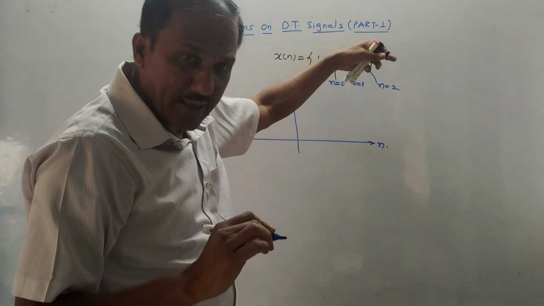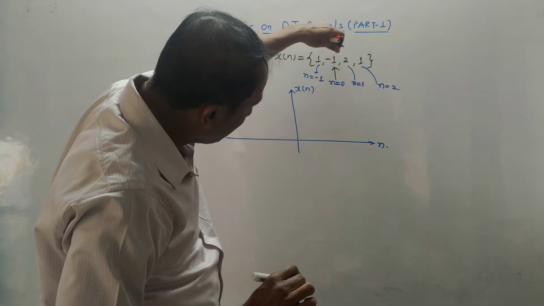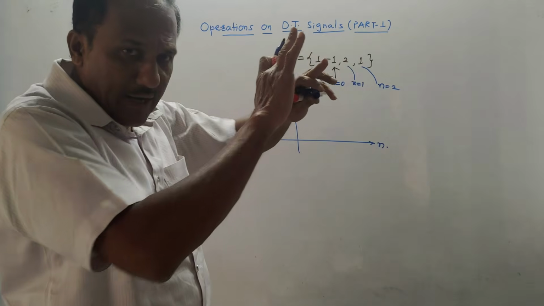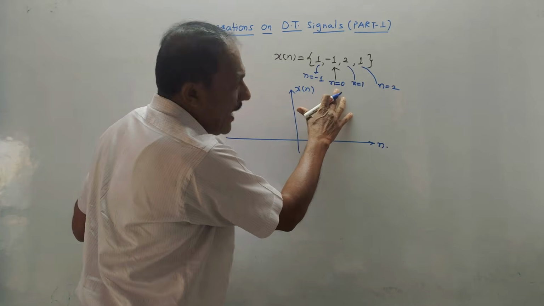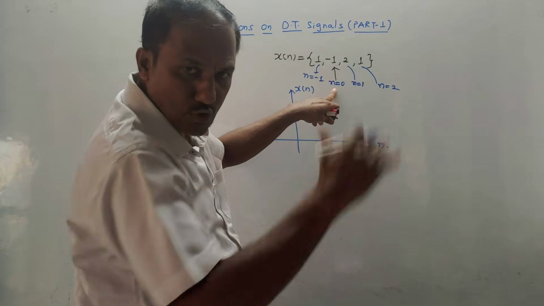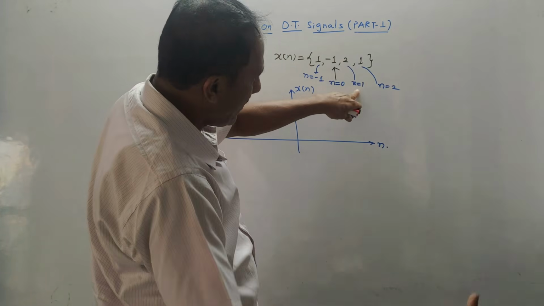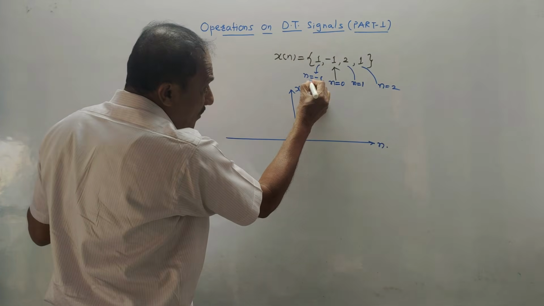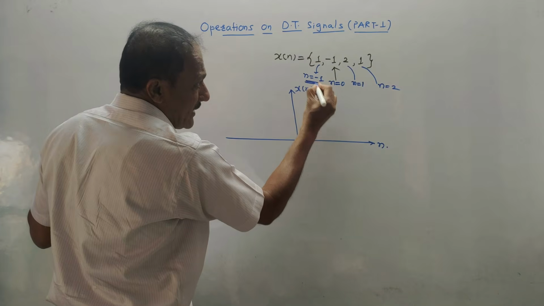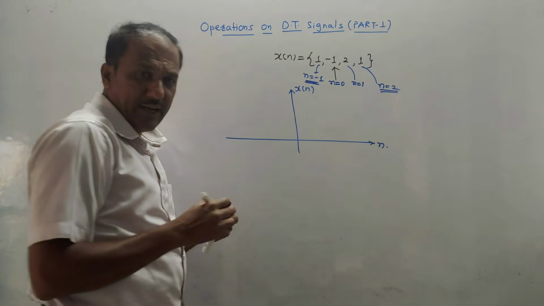So amplitudes were given. Given amplitudes are 1, minus 1, 2, 1. Value of n was not given in the sequence. Then I identified the arrow. At arrow, I marked n is equals to 0. At the right hand side, I marked 1, 2. At the left hand side, I have marked minus 1. So range of n, range means starting value of n is minus 1, ending value of n is 2.